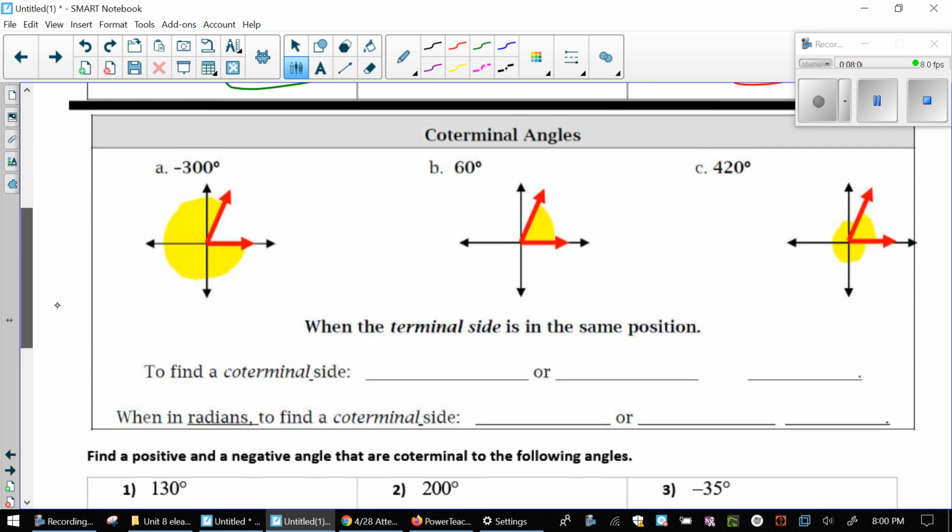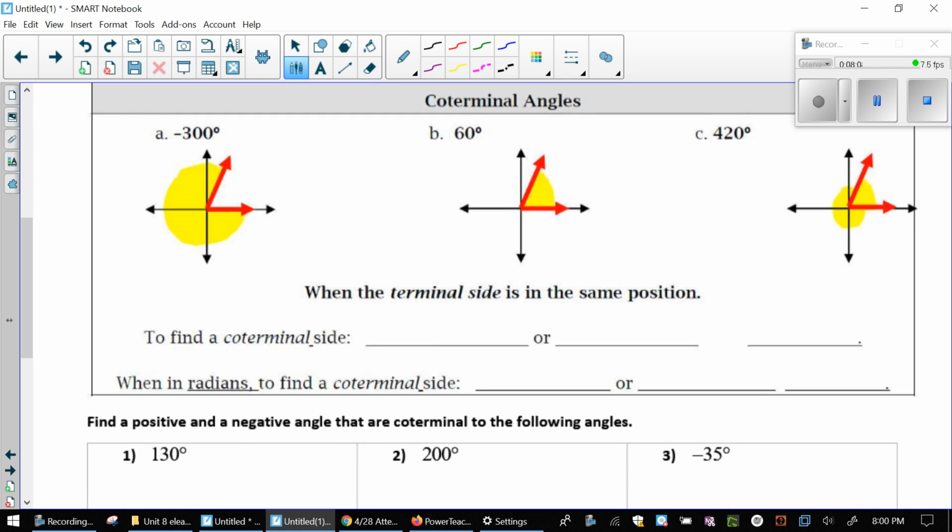All right, so now next we're going to talk about coterminal angles. Some of you guys are getting coterminal angles mixed up with reference angles. Coterminal, remember co means same. So it means we have the same angle, we just have a different measurement. So they're in the same place.